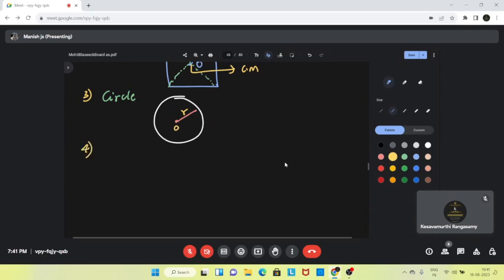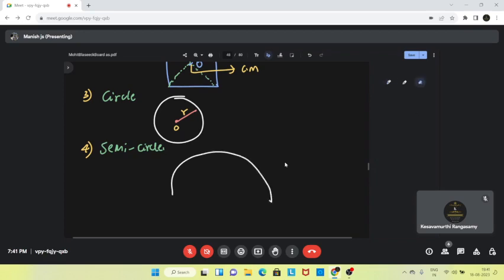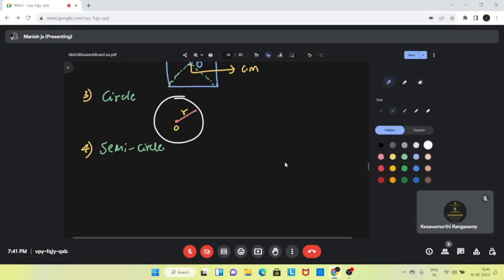We have seen the circle. What about a semicircle? Half circle, half of a circle. So you take a semicircle. I'm just drawing an approximate figure, a freehand drawing. This approximately looks like a semicircle. I have taken half of a circle. So where does the center of mass for a semicircle lie?